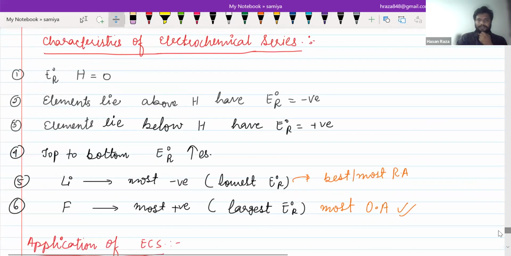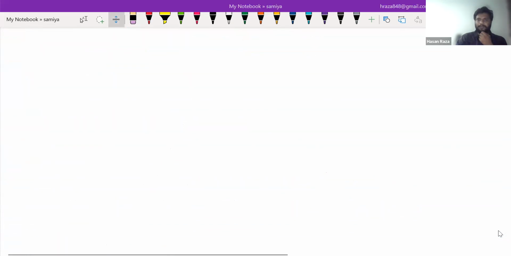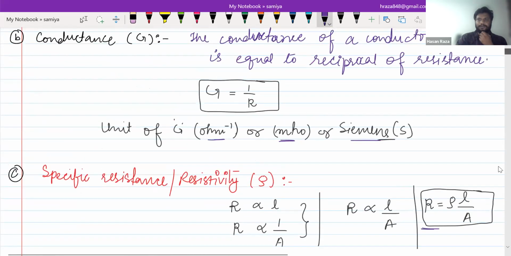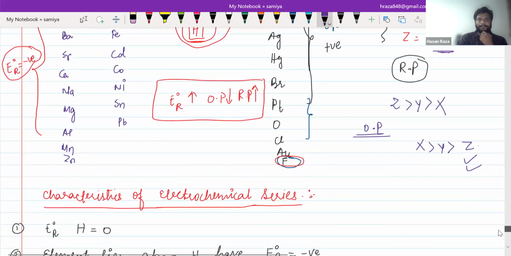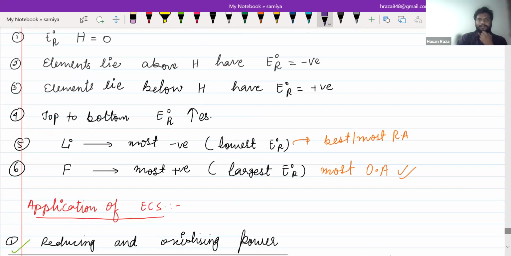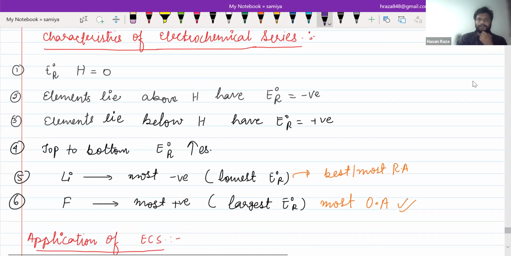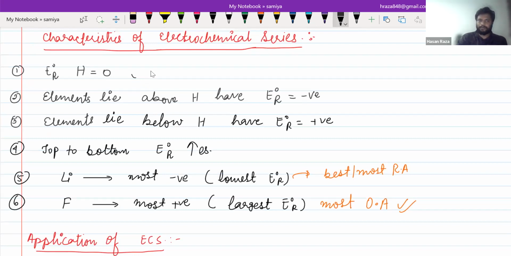Now, the next topic is basically characteristics of electrochemical series. The value of E naught R for hydrogen is 0. Elements that lie above hydrogen in the series I have written will be negative. But if you look into NCERT, it is the opposite, positive to negative is given. But the concept doesn't change. As E naught R value increases, oxidizing power increases and reducing power decreases.